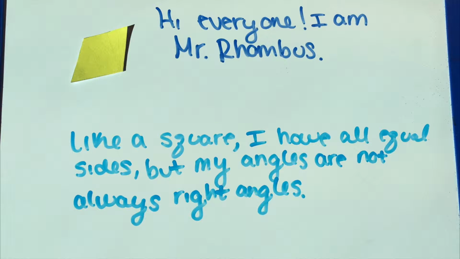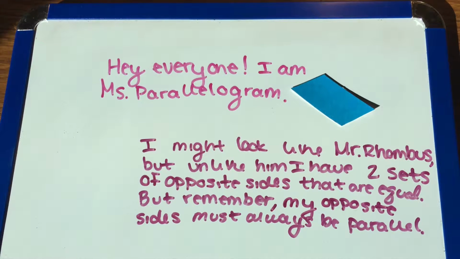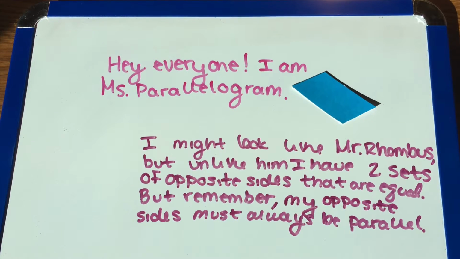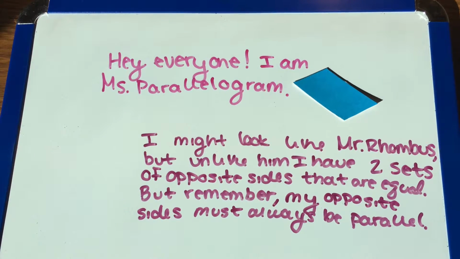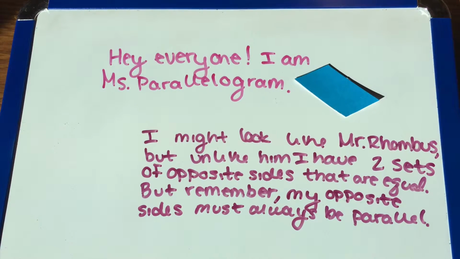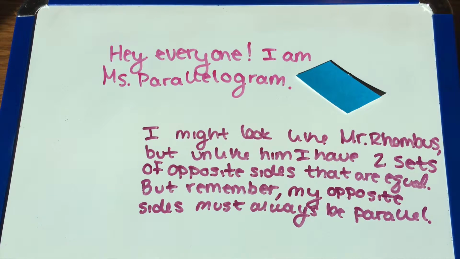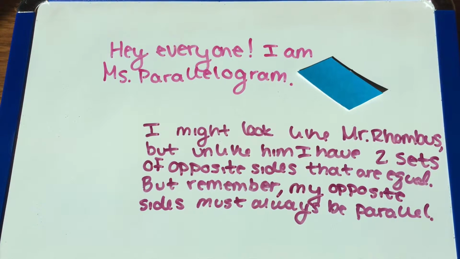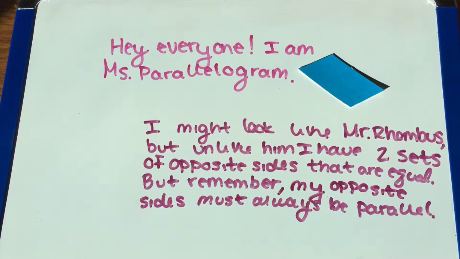Hi everyone, I am Mr. Rhombus. Like a square, I have all equal sides, but my angles are not always right angles. Hey everyone, I am Miss Parallelogram. I might look like Mr. Rhombus, but unlike him, I have 2 sets of opposite sides that are equal. But remember, my opposite sides must always be parallel.